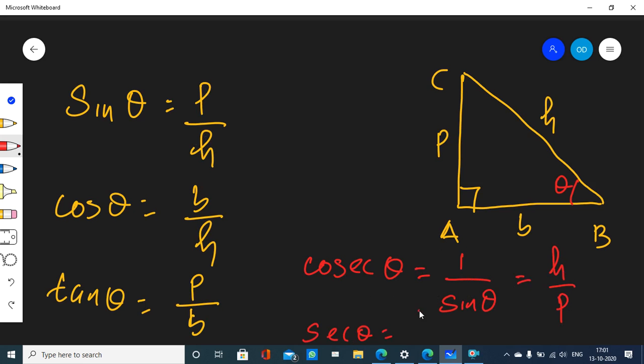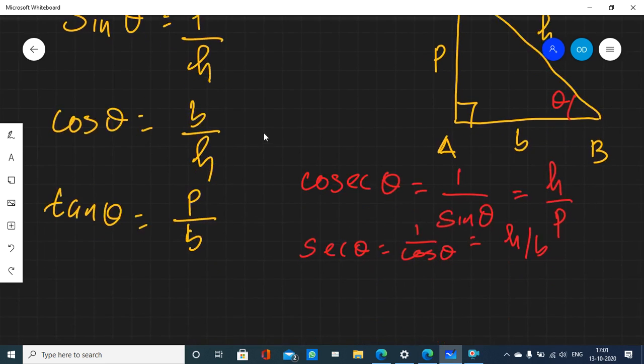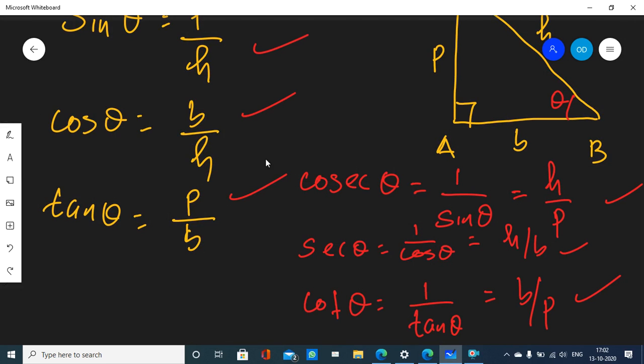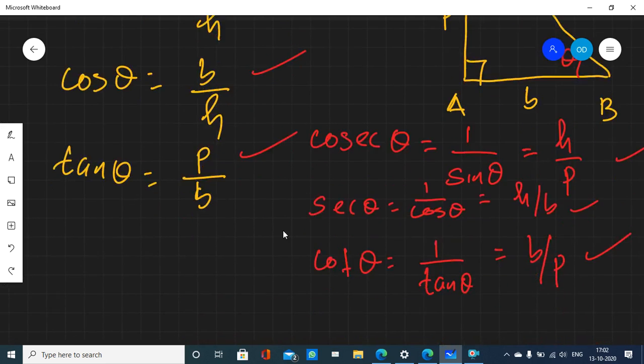And sec theta is the reciprocal of cos theta. Cos theta is B by H, so sec theta will be H by B. And the last one is cot theta, which is 1 by tan theta, the reciprocal of tan theta. Tan theta is P by B, so cot theta will be B by P. Clear all this?